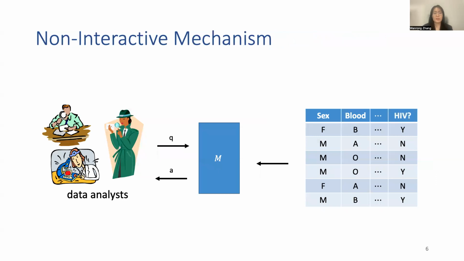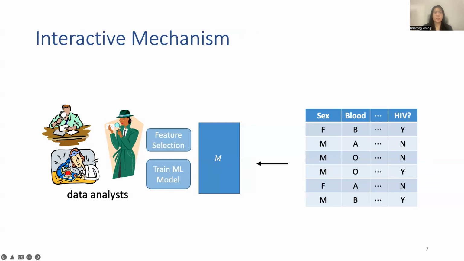So let me start with describing a non-interactive mechanism versus an interactive mechanism. For a non-interactive mechanism, the analyst sends one query and gets back one answer. This is a single-shot mechanism, and we call it non-interactive. For example, a non-adaptive mechanism such as the Laplace mechanism is a single-shot mechanism. But this is not enough for many practical problems.